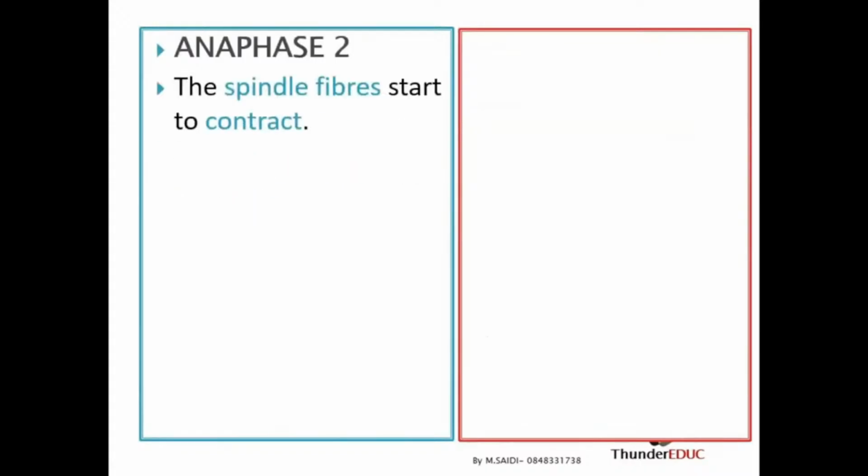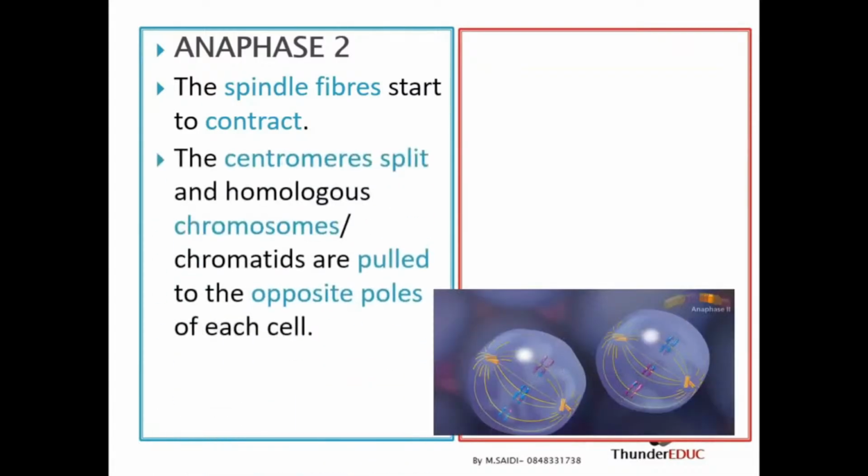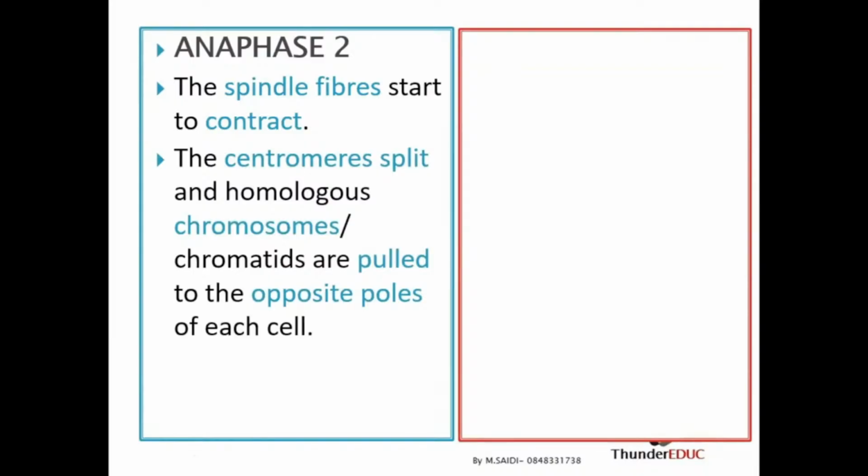So in anaphase, once they're in the middle, they have to separate to opposite poles. So in anaphase 2, the spindle fibers start to contract. When they contract, it means that now they pull the chromosomes apart. But now, because they are single chromosomes, they are not homologous. Now it's the chromatids which are going to separate.